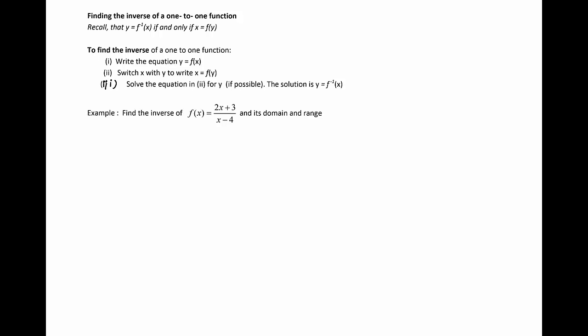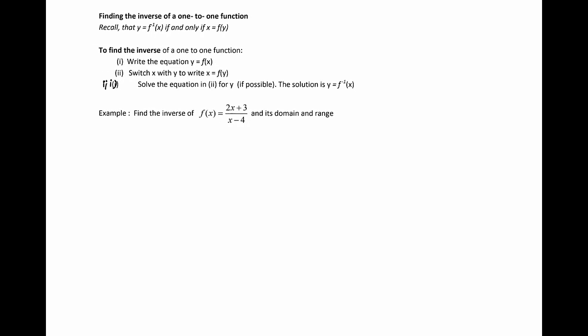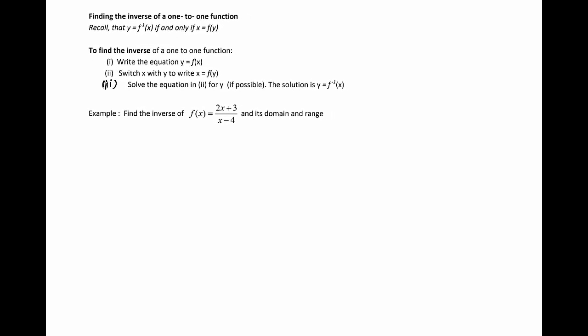When a one-to-one function is given by a formula, it is sometimes possible to find the explicit formula for the inverse of that function. We use in this situation the relationship between f inverse and f that says that y is f inverse of x if and only if x is equal to f of y. Both equations describe the inverse function. One is in explicit form, the other one is in implicit form.